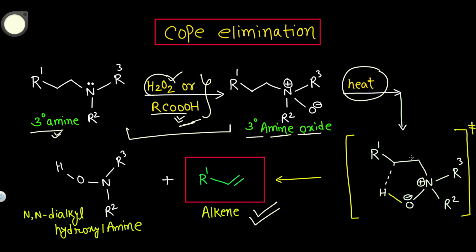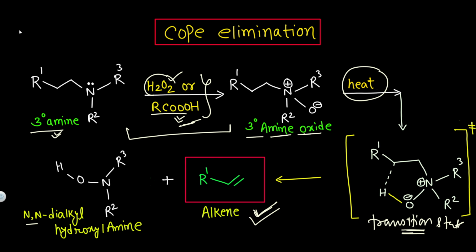This is a transition state, and after this transition state you will get an alkene as the major product, plus you will get a minor product also, that is N,N-dialkyl hydroxylamine. So this is our general overview of this reaction.